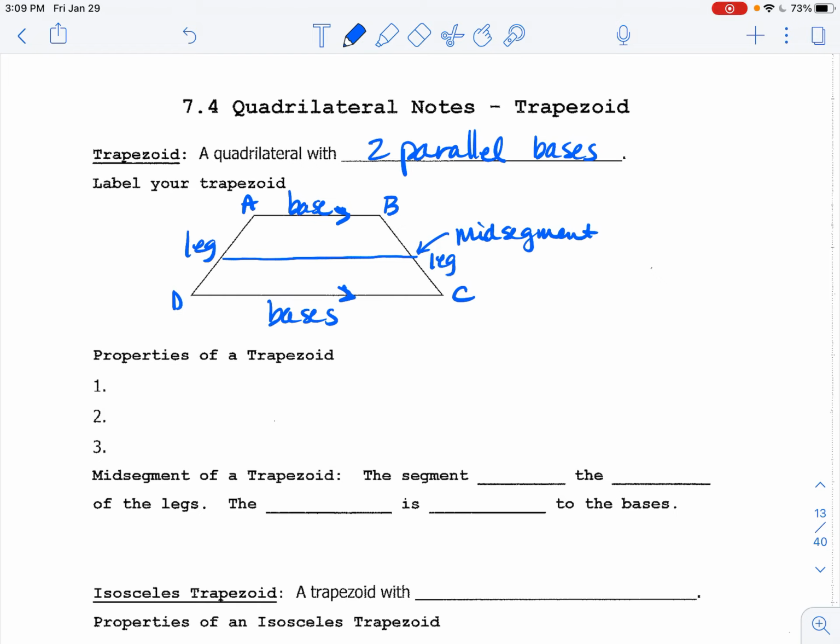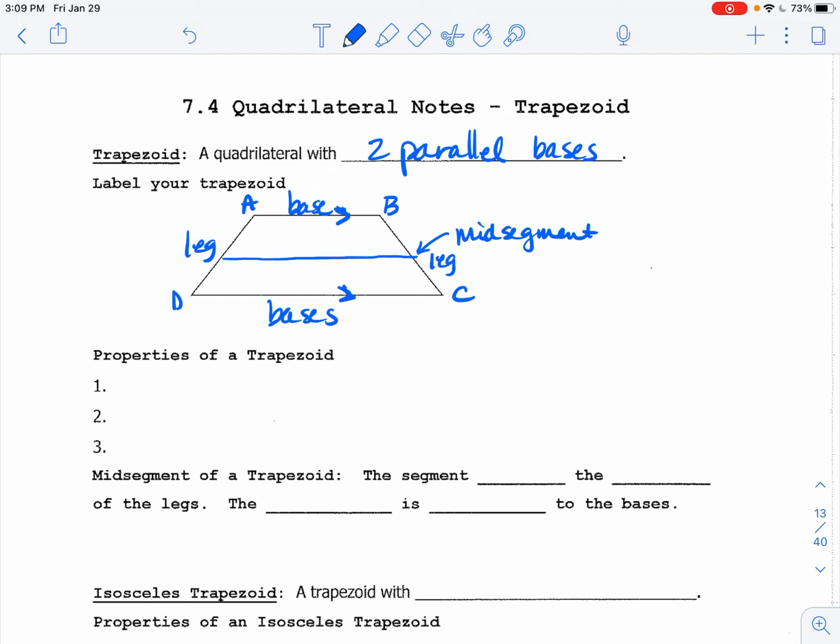Base angles, if your trapezoid is an isosceles trapezoid, will be congruent. There's nothing marked on this one, so I can't assume that it's isosceles, but if it did say it was isosceles, then we would know that these base angles would be congruent.